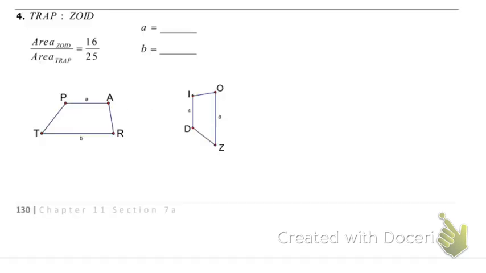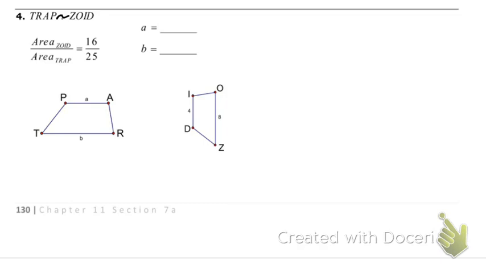All right, our very last one has two trapezoids. We have trap is similar to zoid. And then it says the ratio of their areas are 16 over 25. Real quick, everyone pay attention to what I'm about to say right now. Is the area of zoid equal to 16? Is that the actual area of the trapezoid? No, it is not. It's part of a ratio.